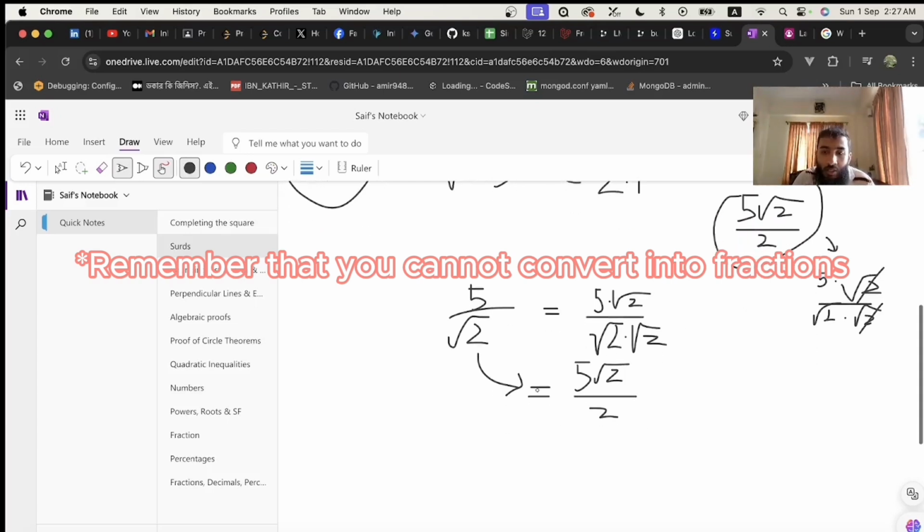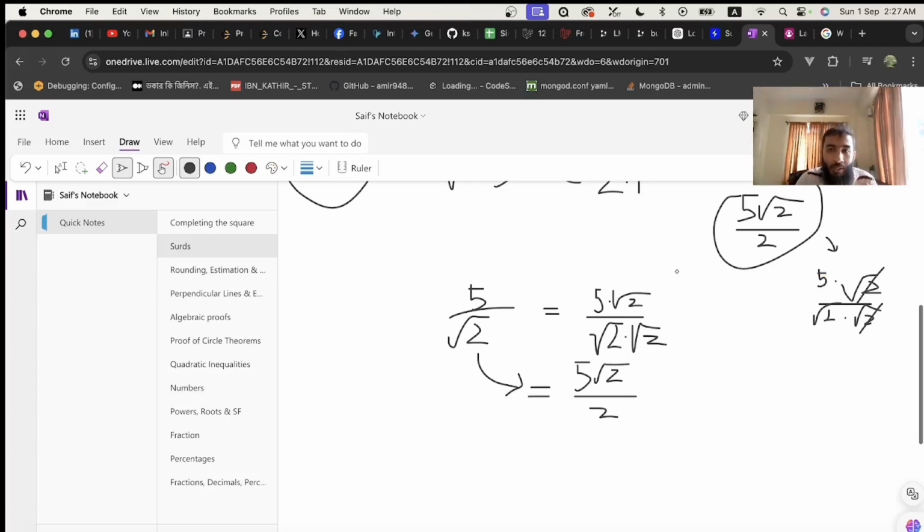Notice we didn't do any fraction here, because fractions won't give you the exact number, it will give you an approximate. That's why you have to express this as a surd number, which includes this root part. Any number that includes root or cube root is a surd number.